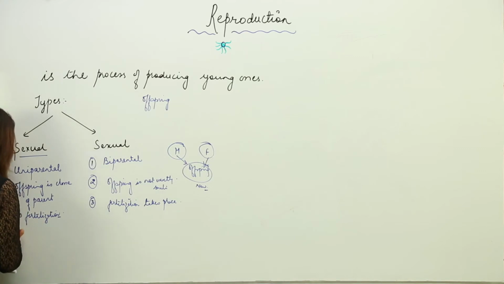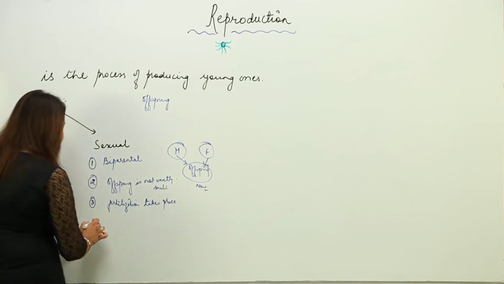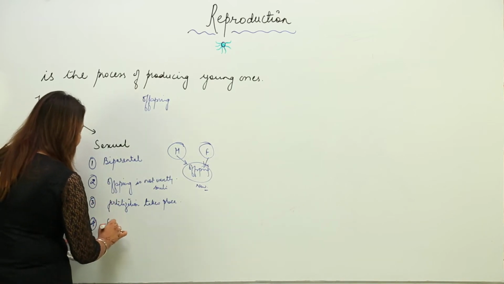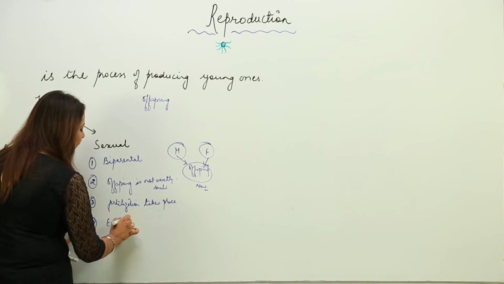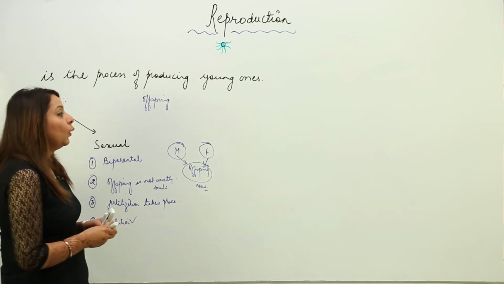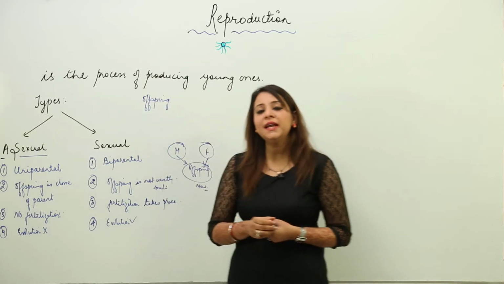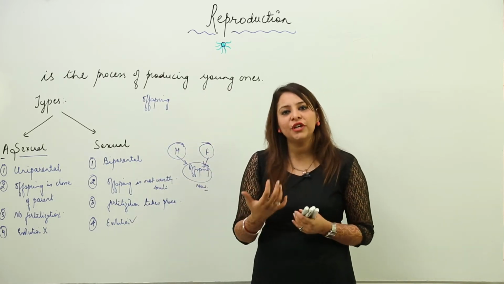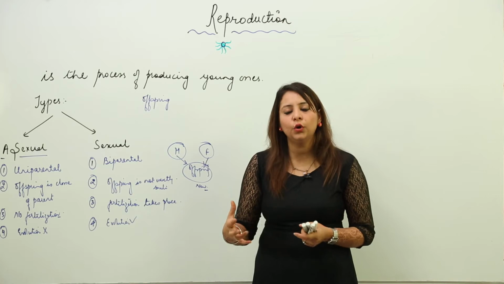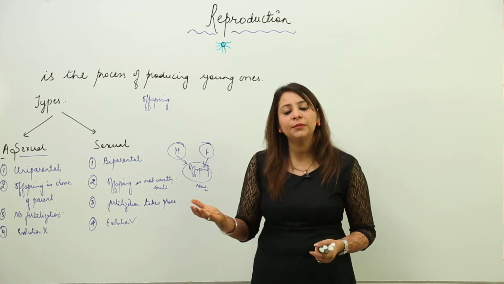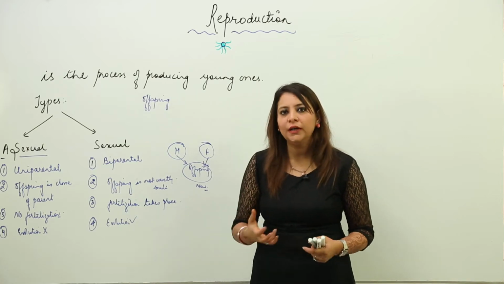Asexual reproduction has no contribution towards evolution. But if we observe sexual reproduction, it leads to evolution. Now what is evolution? Evolution is the gradual sequence of changes that took place over millions of years and which leads to the development of entirely new species.